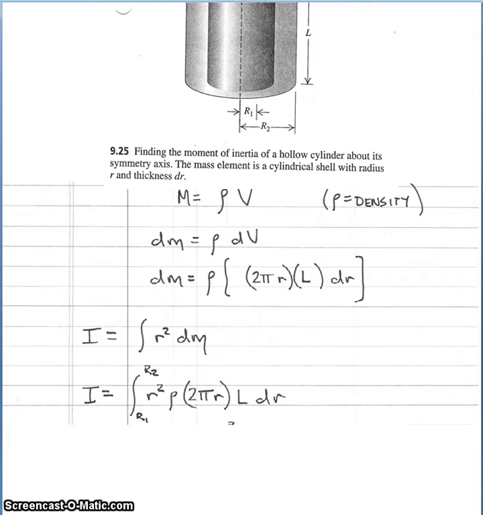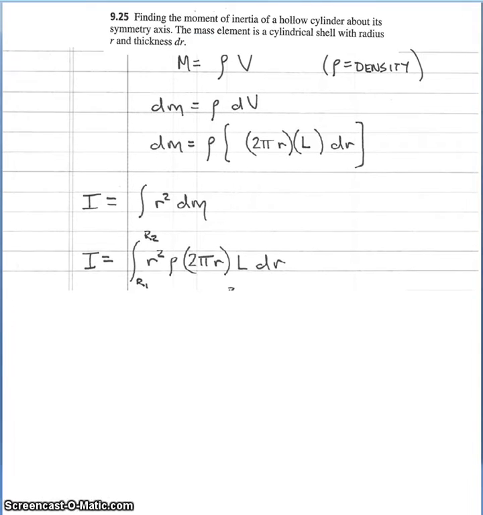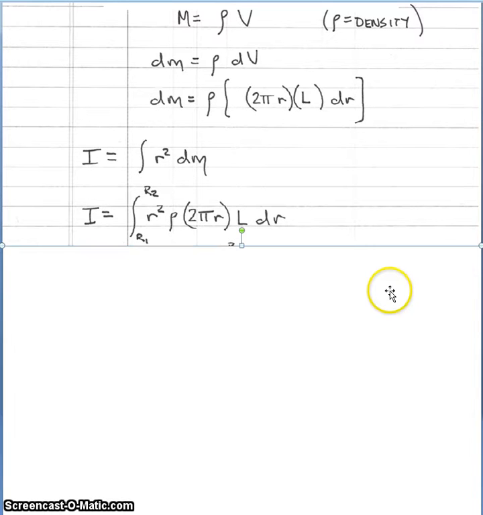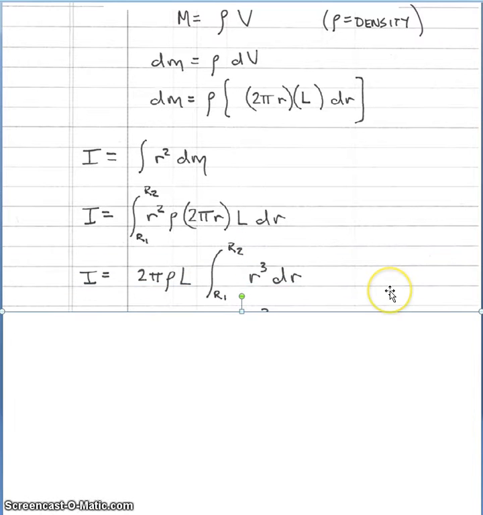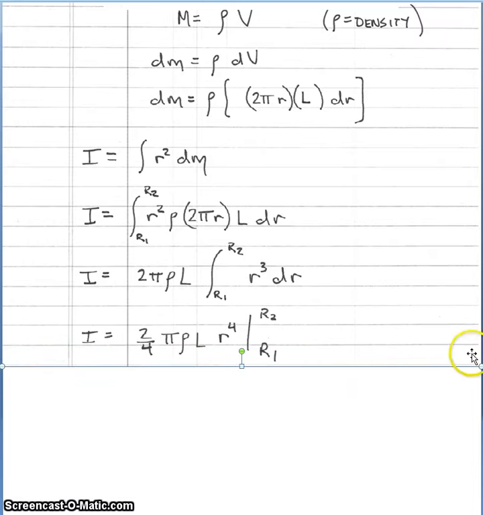Okay, so let's continue. And we're going to factor out a bunch of constant things here. 2 pi rho L. We're left with r cubed dr. And again, we're integrating from R1 to R2. Okay, this is actually not too bad. When we integrate r cubed, it becomes r to the 4th. We bring out a factor of 1/4.